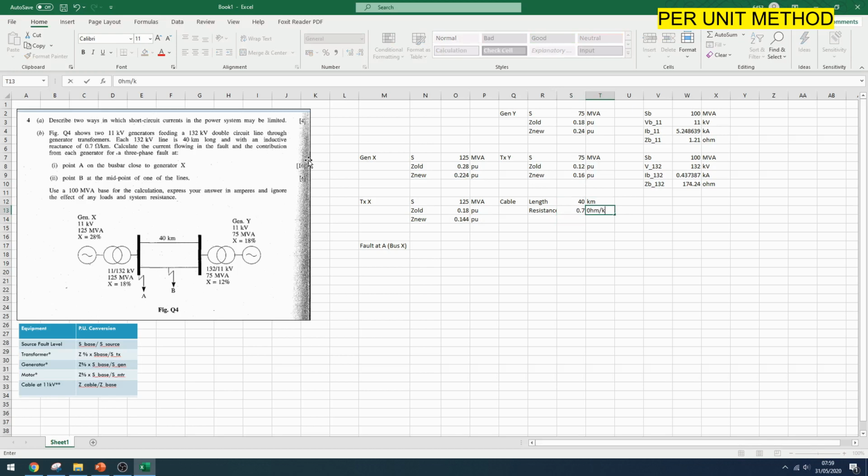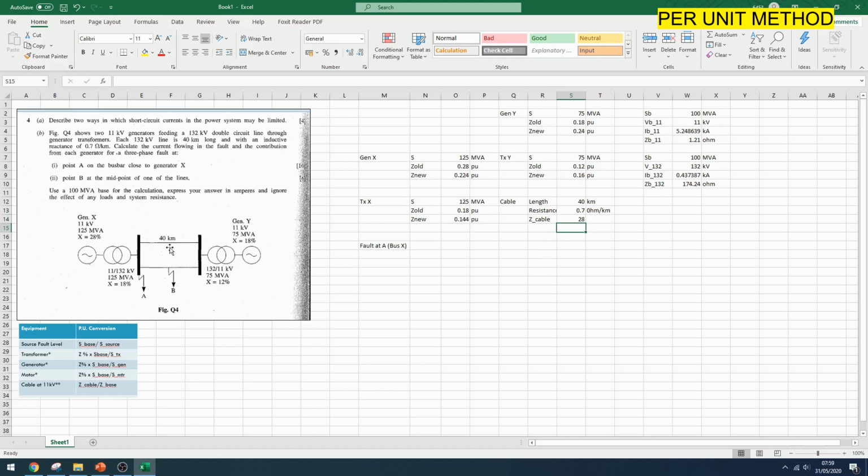Ohm per kilometer. So Z cable equals to 40 times 0.7. To change for the cable, we just divide the Z of the cable over the Z base.